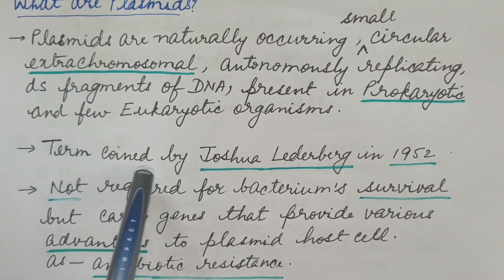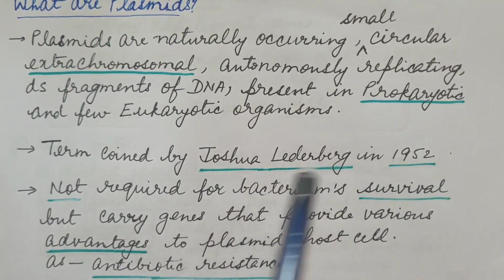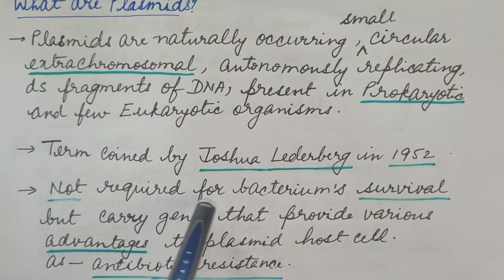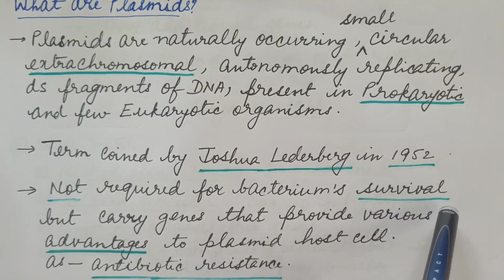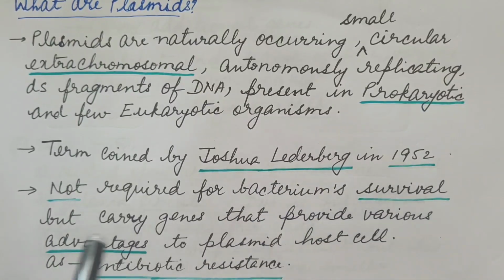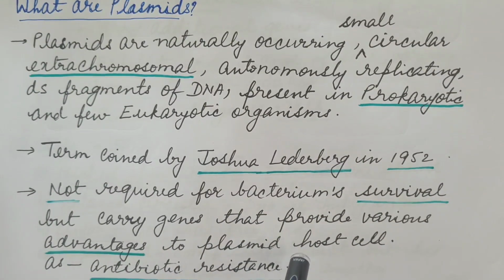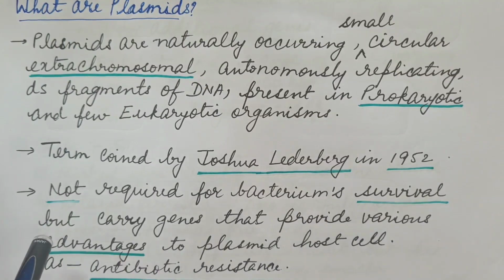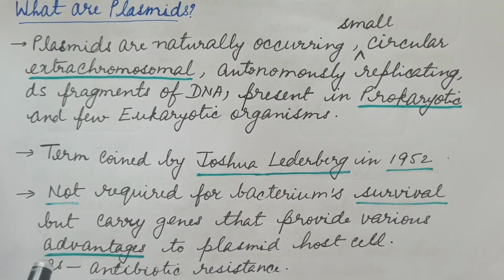The term plasmid was coined by Joshua Lederberg in 1952. These are not required for bacterium survival. That is, these are not vital for bacteria but carry genes that provide various advantages to the plasmid host cell. It means that a cell in which plasmids are present has an advantage over a cell in which plasmid is not present.